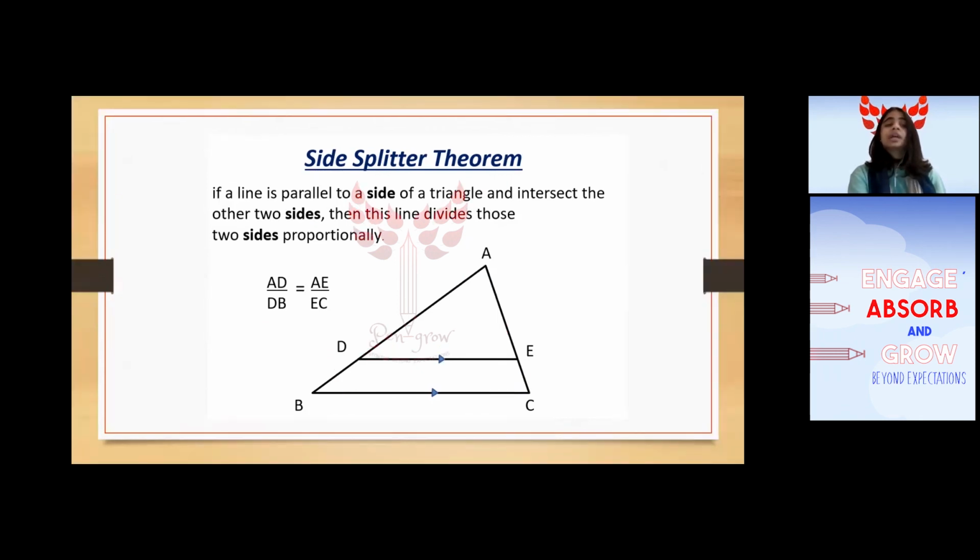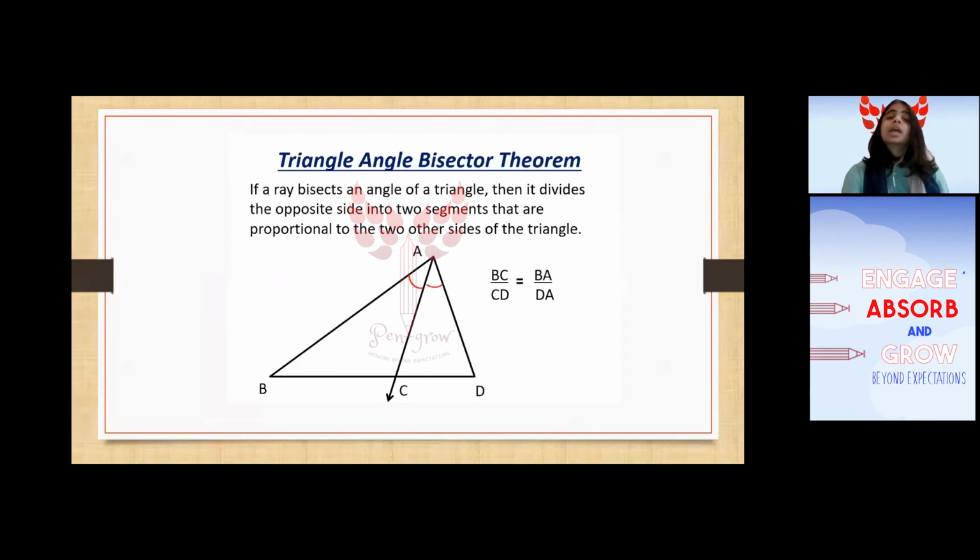Now let's look at our last slide. That is the triangle angle bisector theorem. So this angle is actually being bisected. Now in that case, if a ray bisects an angle of a triangle, it divides the opposite sides into two segments, which are proportional to the two other sides of the triangle. So in this case, BC is proportional to CD and BA will be proportional to DA. Whenever it breaks it like this, it is a theorem, and again can be tested in your papers.